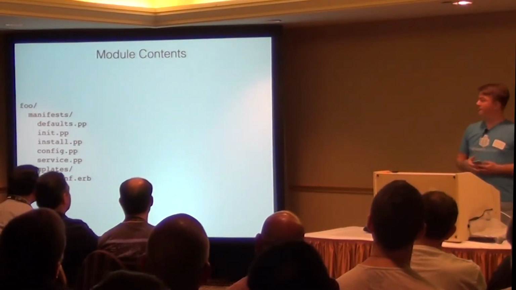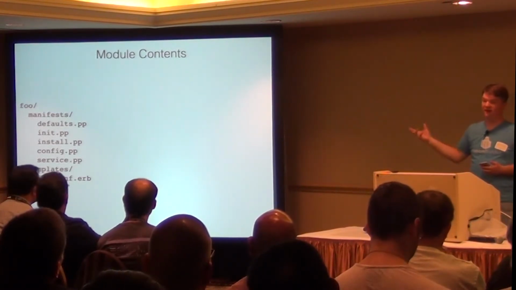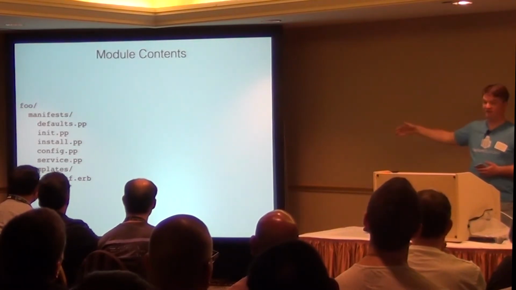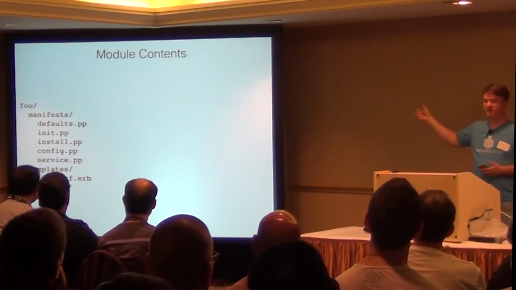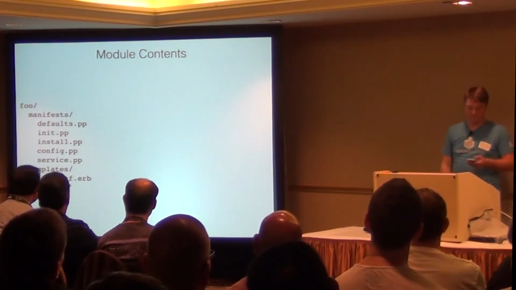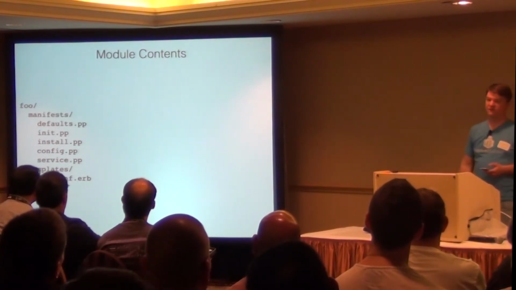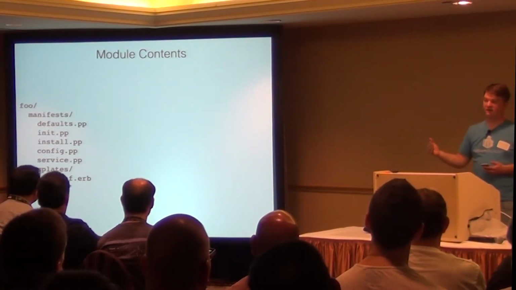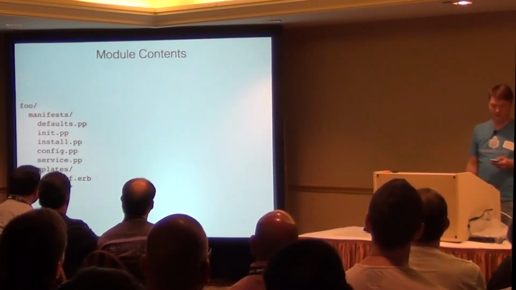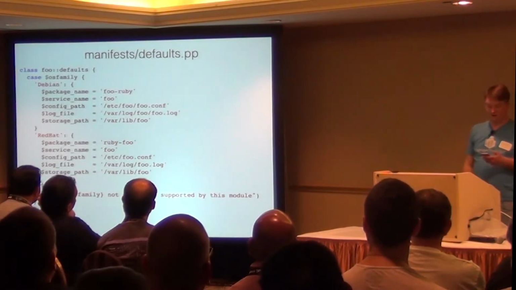You have a manifests directory, which actually has the manifests that the module is made of. You have five different manifests that each have a particular responsibility in the module, and then your template if you have a config file. Those work together to manage the system, the software. So we're going to dive in a little bit into what they are.